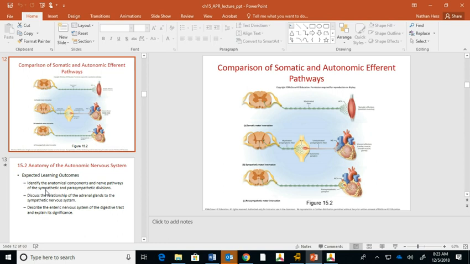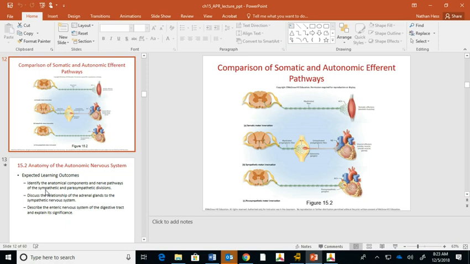So you can see, going to a muscle, it was just from the cord directly to the muscle. But in the autonomic nervous system, you have this preganglionic fiber, and then here's the ganglion, the synapse, and then here's the postganglionic fiber. Does that make sense?